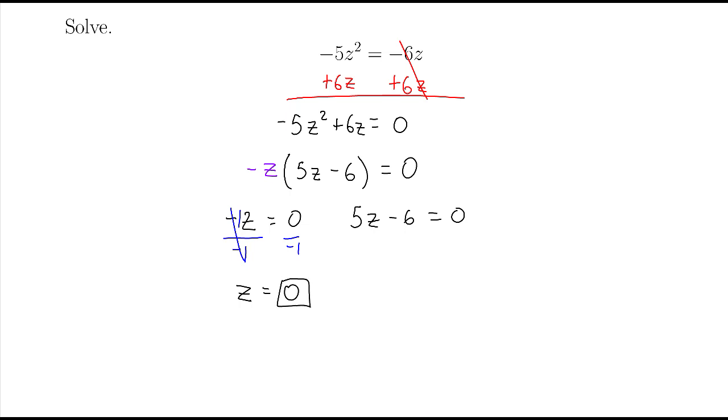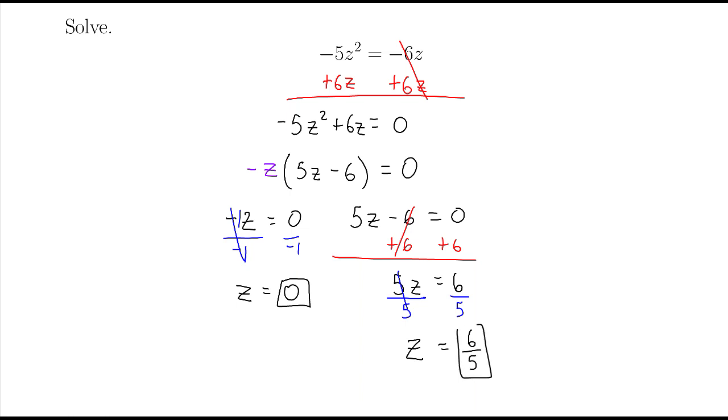For the other equation, I'm going to eliminate the constant term by adding 6 to both sides. I'm left with 5z equals 0 plus 6, which is 6. I will divide both sides by 5. And I am left with, the 5's divide out, z equals 6/5. So I have two solutions, 0 and 6/5.